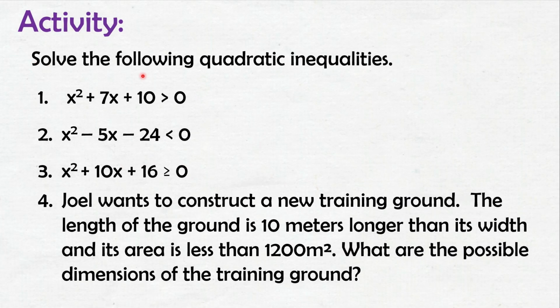Okay, for your activity, solve the following quadratic inequalities. So, we have number 1, x squared plus 7x plus 10 is greater than 0. Number 2, x squared minus 5x minus 24 is less than 0. And number 3, x squared plus 10x plus 16 is greater than or equal to 0. And number 4, problem. Joel wants to construct a new training ground. The length of the ground is 10 meters longer than its width, and its area is less than 1,200 square meters. What are the possible dimensions of the training ground? Okay, so hanapin natin yung length and width.